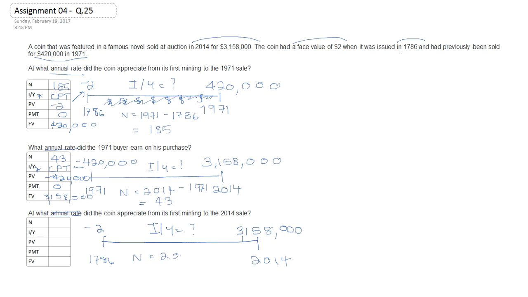And N again is the difference between these two periods, so that will be equal to 228 years. And again, you just plug all the numbers we have in here in the table. So N will be 228. IY, that's what you need to compute. PV is $2, PMT 0, and FV will be 3,158,000. So you compute for this piece. I hope this video will help you to figure out how to solve question 25.